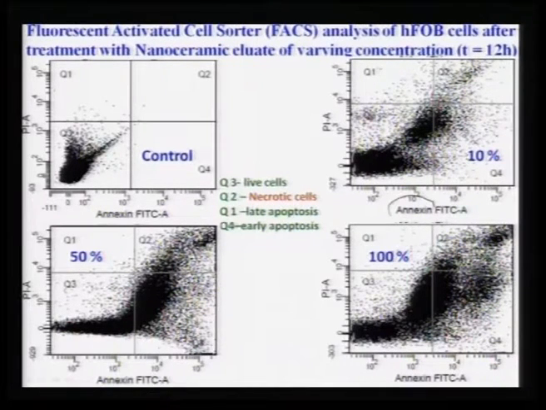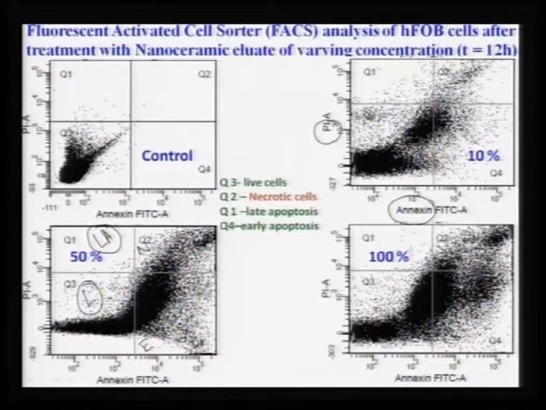Now, annexin is one fluoromolecule, propidium iodide is another kind of fluoromolecule. What is the uniqueness of this FACS analysis? It will tell, in a given cell population, what fraction of the cells is alive. L stands for alive. Then N is the cells in the necrotic stage, E is the cells in the early apoptosis stage, and then how many cells are in the late apoptosis process.